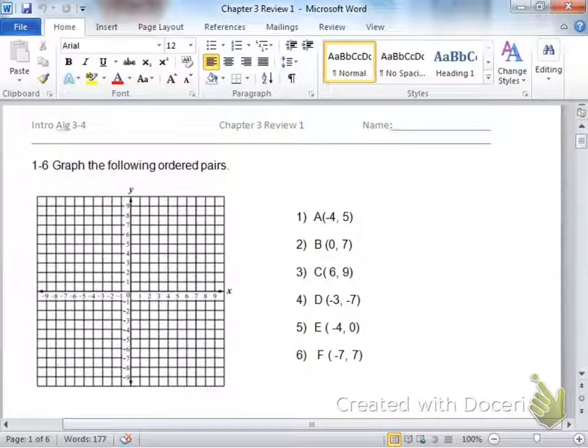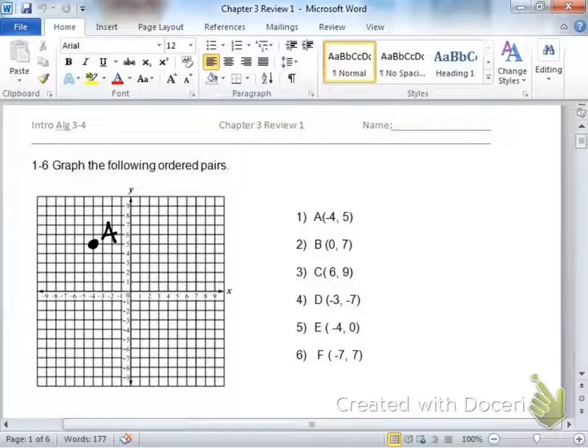So we're going to start by just graphing ordered pairs and labeling them with the corresponding letters. First we're going to graph -4, 5, and that's going to be point A. The first number tells you what to do left or right. The second number tells you what to do up or down. So we're going to go left 4 and then up 5. We're going to put a point and label it with an A.